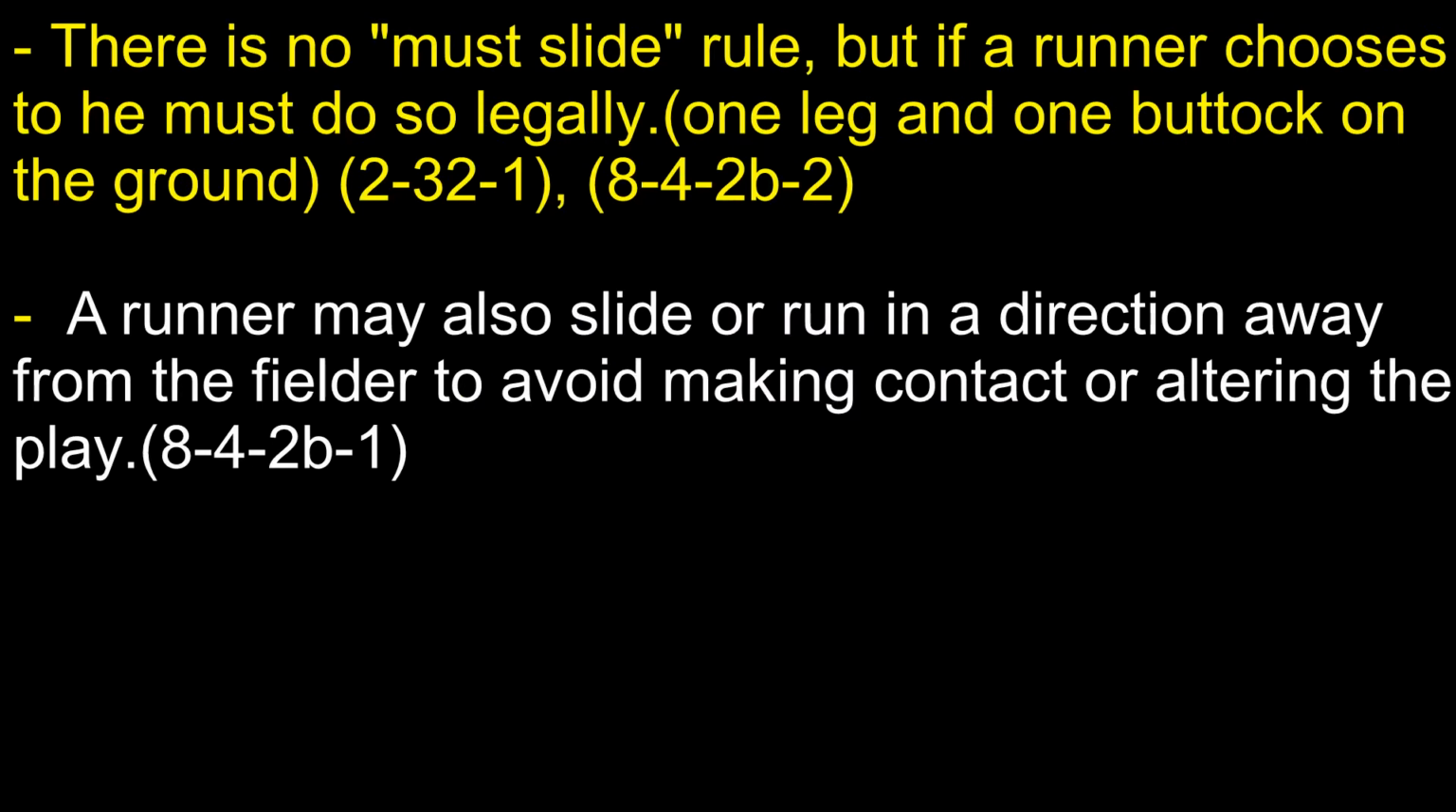A runner is not required to slide, but if he chooses to do so, he must do it legally. He is required to have one leg and one buttock on the ground. A runner may also slide or run in a direction away from the fielder in order to avoid making contact or altering the play. There are various types of illegal slides we will show, and they have specific categories that we must use when describing them to a coach.